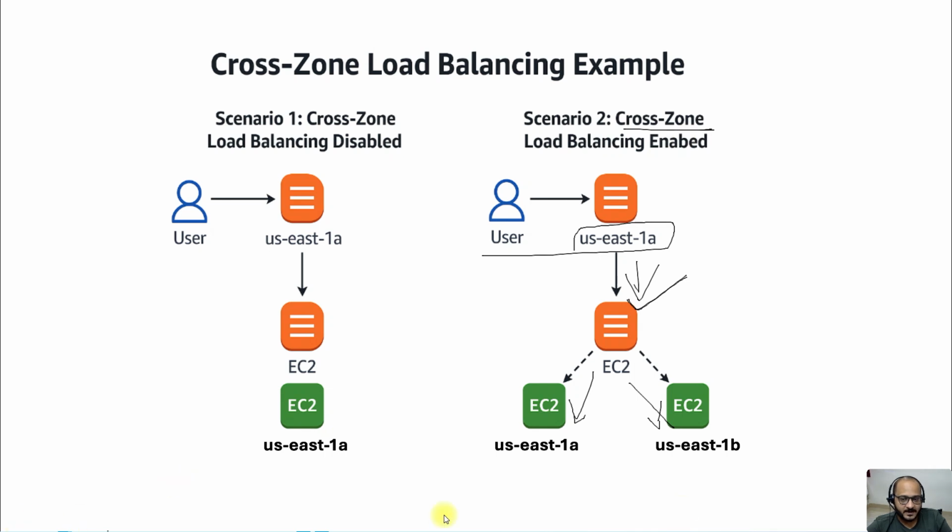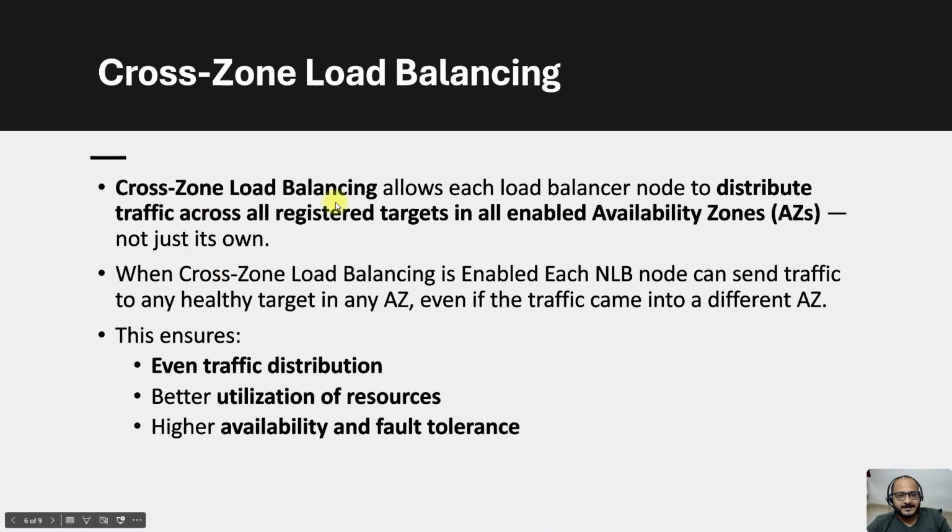So this is the purpose of cross zone load balancing if we have enabled it. Now let me go back to my previous slide. Cross zone load balancing allows each load balancer node to distribute traffic across all registered targets in all enabled availability zones, not just its own. When cross zone load balancing is enabled, each network load balancer node can send traffic to any healthy target in any availability zone, even if the traffic comes into a different availability zone. So this is what we have discussed here.